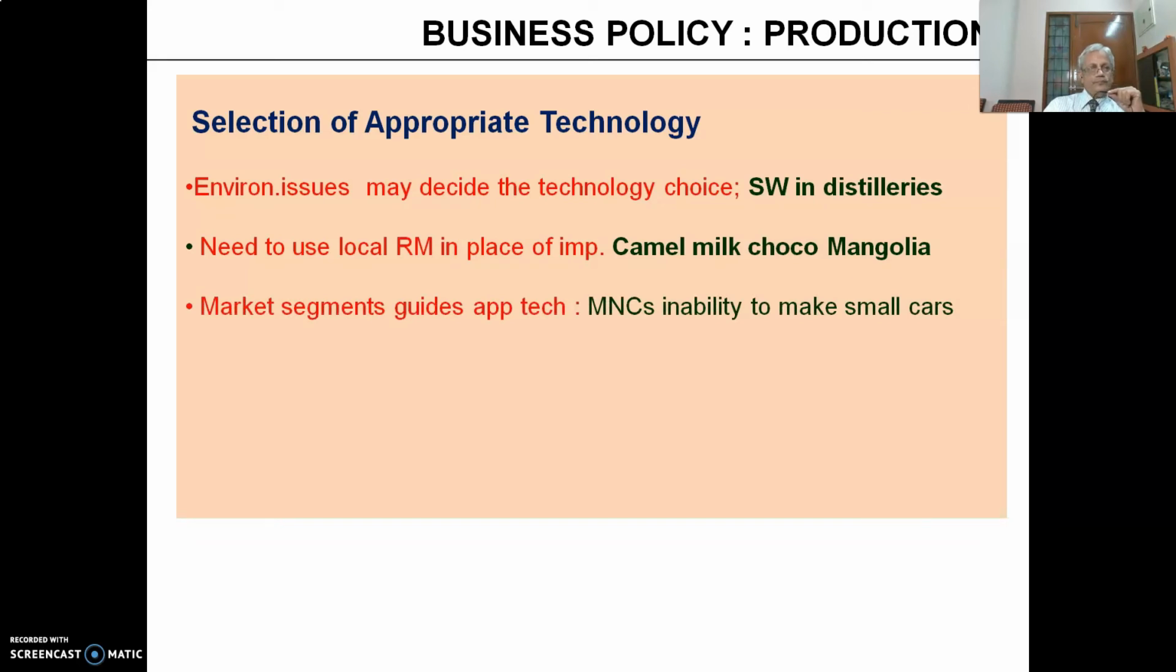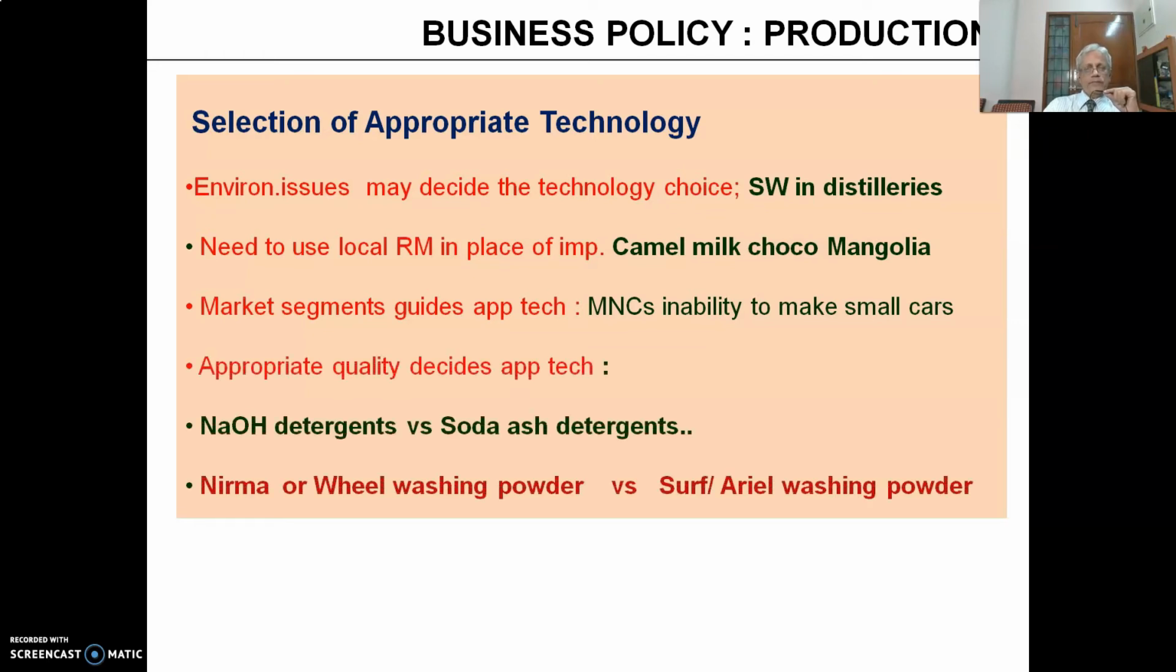Market segments also guide the appropriate technology. Today in India, most of these MNCs are present there, but many are not able to offer a car which is very competitively priced for the entry level and mid-size segment. That is why only a few car companies are able to capture the market, because the technology required is available only with a few people.